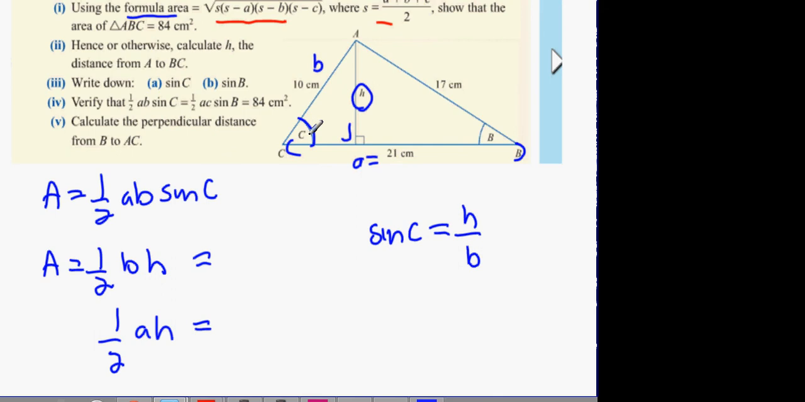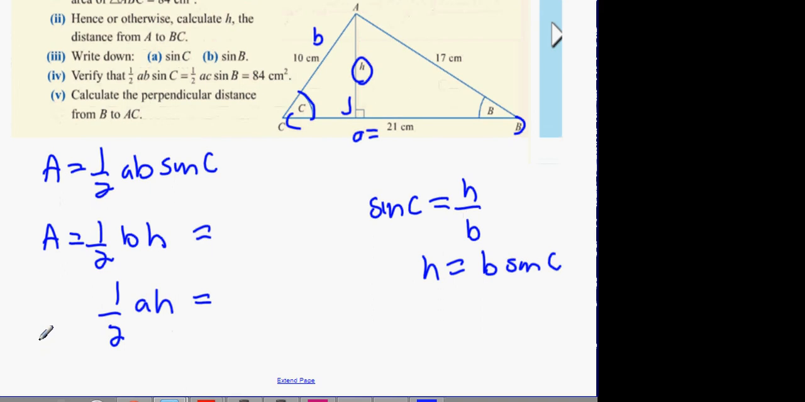And look at this, guys. h is b sine C. Replace h with b sine C and you get the same formula. A half ab sine C. They're actually the same formula. That has nothing to do with doing part 2 at the moment. It's just something that I thought you might need to know for another time.